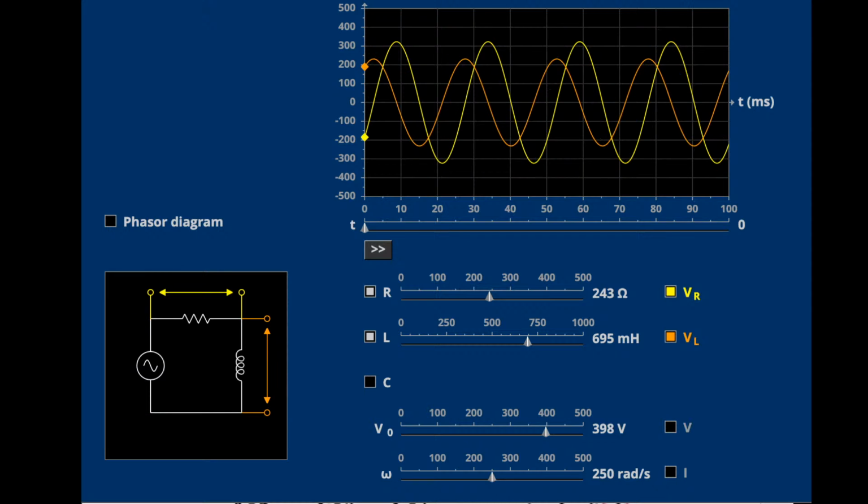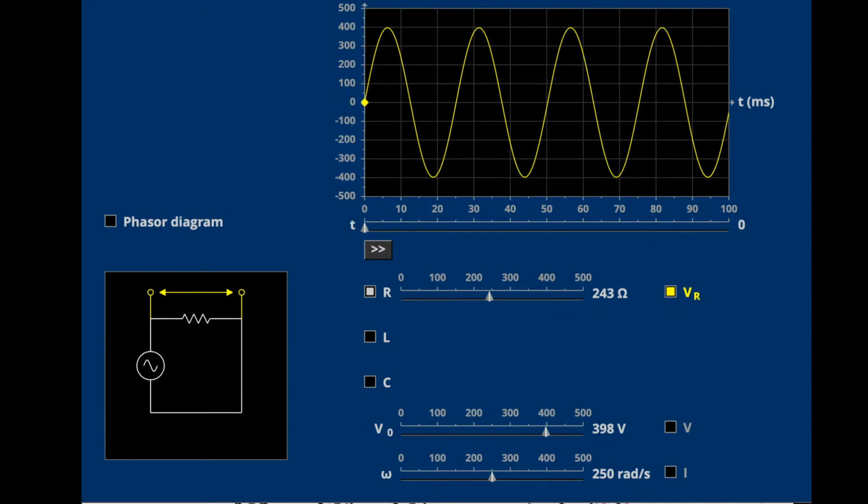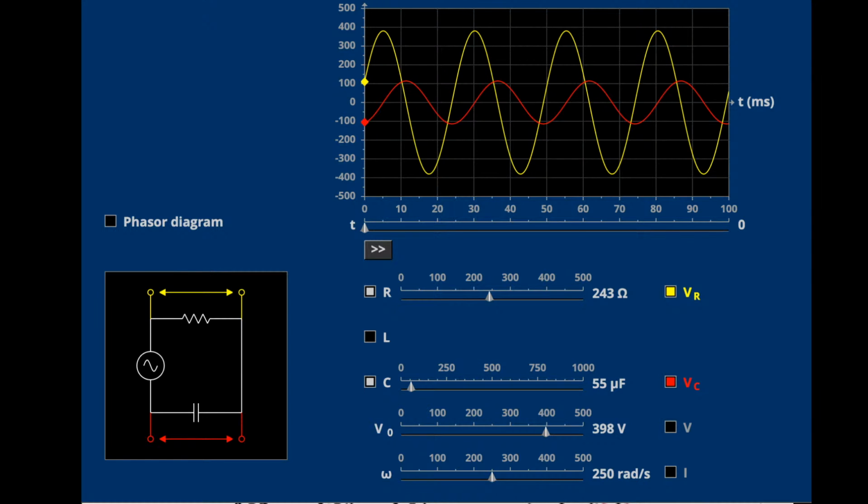Now I'm going to turn off the total. Okay. What if, instead of a coil, so there's my resistor voltage. Again, that's in the same place as the current. That's the voltage across the resistor. Let's throw a capacitor in there. Boom. Now we get a capacitor. Now remember, this is where the current is. The current follows the resistor. So the current is here.